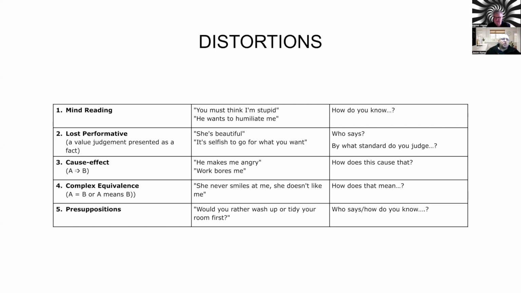When you presuppose something, you assume it's already true. You assume something's going to happen. So, for example, if you're going to go on a date with your partner, you say, "Would you like to have fish and chips on the way back from the cinema?" It presupposes that you're going to go to the cinema. Now, in this world, you can ask, "How do you know?" Or you can say, "According to who?" Or you could ask, "When?" Any of those would deal with that distortion of presupposition. Thank you for that, Jason.